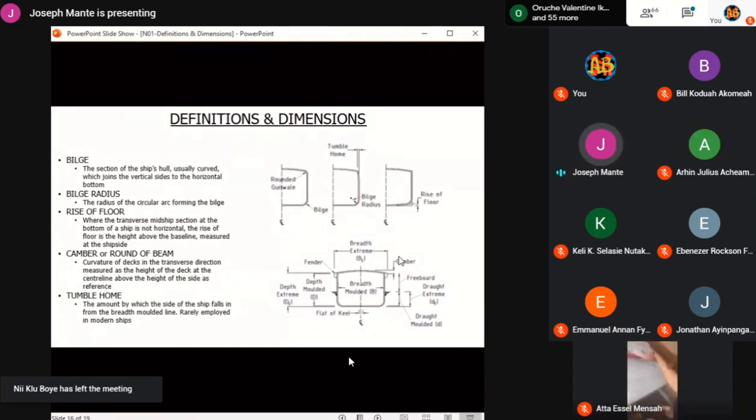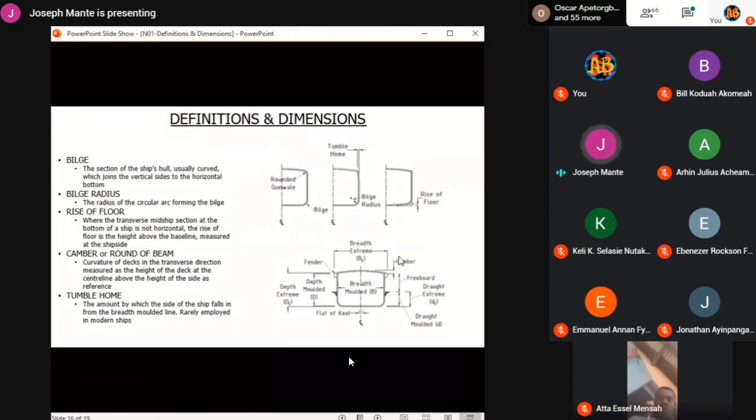Then you have round of beam, or the camber: the curvature of the deck in the transverse direction, measured as the height of the deck at the centerline above the height of the side of the reference. From the fourth diagram, realize that the deck is not flat like a table. At the mid section it has a certain rise, and as it gets to the ends there is some slope. That becomes the camber.